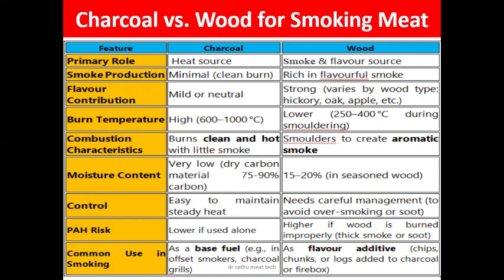Polycyclic aromatic hydrocarbon risk is lower if charcoal is used alone, higher if wood is burnt improperly. If you are not burning the wood properly, there is a chance of formation of polycyclic aromatic hydrocarbons, which are carcinogenic. Thick smoke or soot, the black color that comes out, contains a lot of polycyclic aromatic hydrocarbons. Common use in smoking is as a base fuel or heat source in offset smokers or charcoal grills, and chips, chunks or logs of wood are added to the charcoal or the firebox as flavor additives.